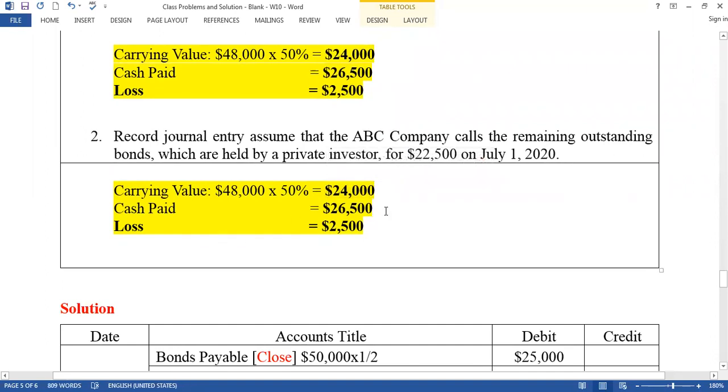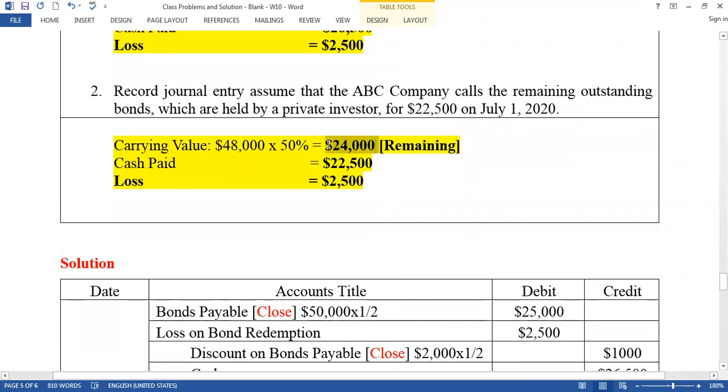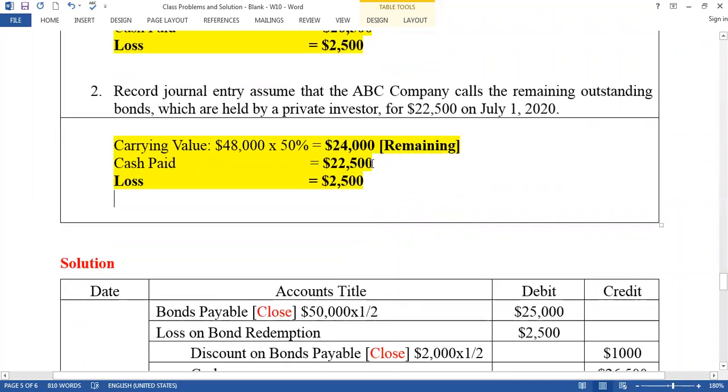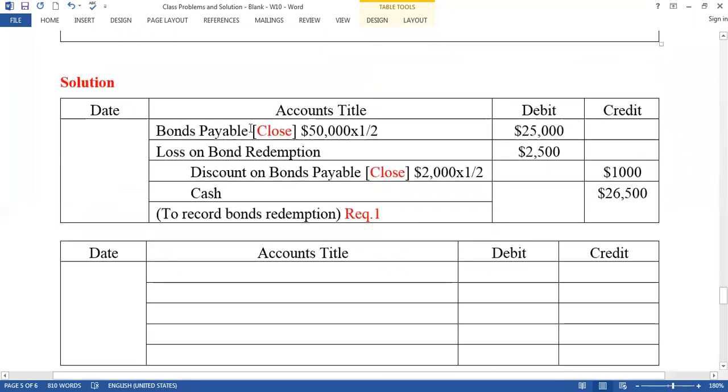How much cash did we pay? We paid cash 22,500. So the remaining carrying value is $24,000, and we redeem this and pay $22,500. So do we have a gain or loss here? We have a gain, because we pay less money than the carrying value. So 1,500 is the gain, right? Now we can follow the journal entry.